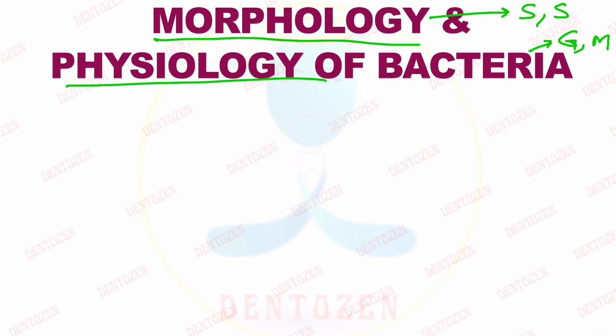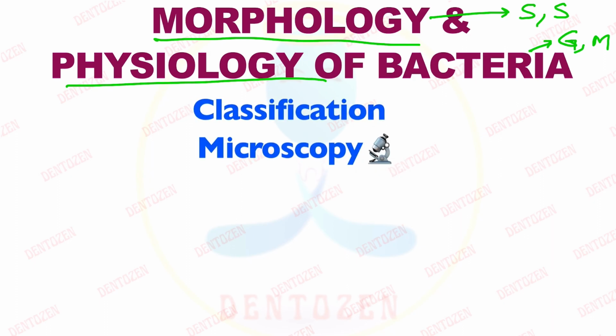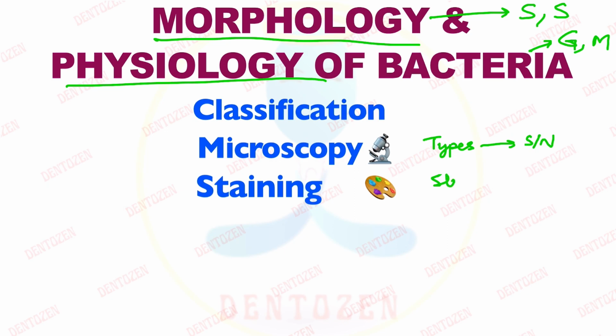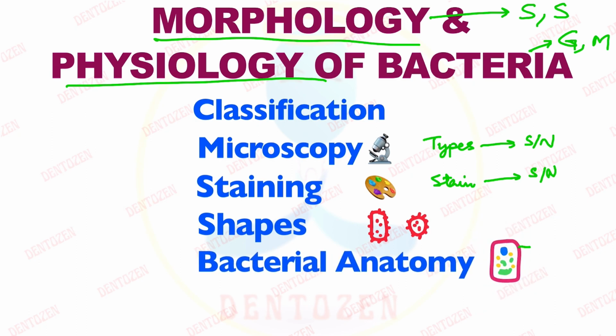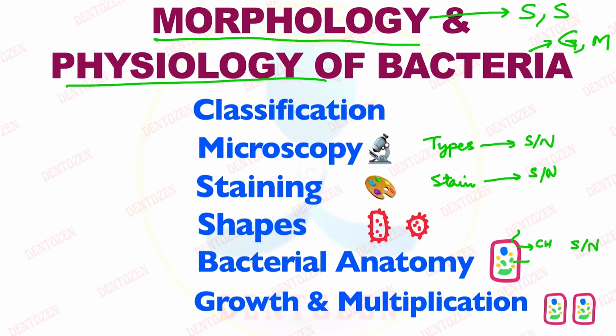This topic is further divided first into classification, second different types of microscopes by which we can see bacteria. These can be short notes for your exam. Third, different staining methods by which we can stain the bacteria and see them under the microscope. Again, there can be different short notes on different staining methods. Different shapes of bacteria which are seen under the microscope, bacterial anatomy, the structure of bacteria, cell wall, organelles, flagella. Again, there can be short notes. And then finally, the growth and multiplication of bacteria, where we will discuss the bacterial growth curve, which can be a short note for your exam.